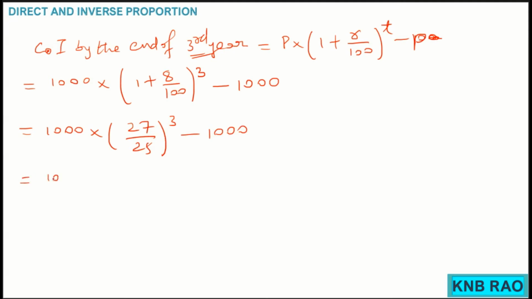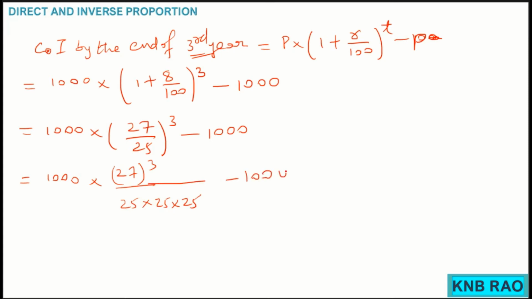See children, how quickly you calculate the multiplications matters here. You need to find out 27 cube upon 25 into 25 into 25.